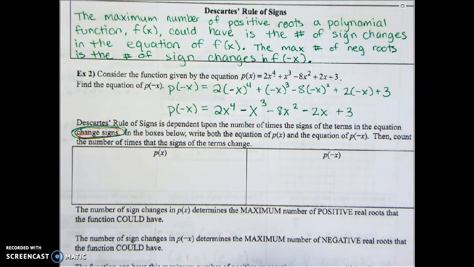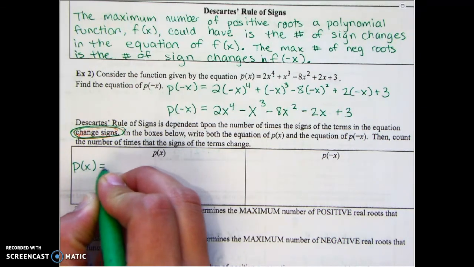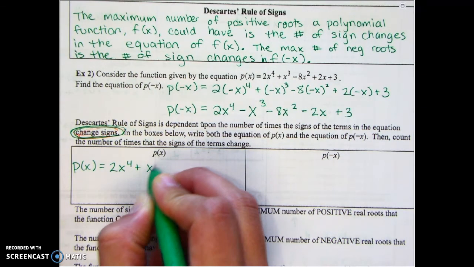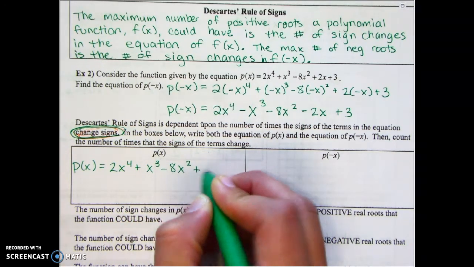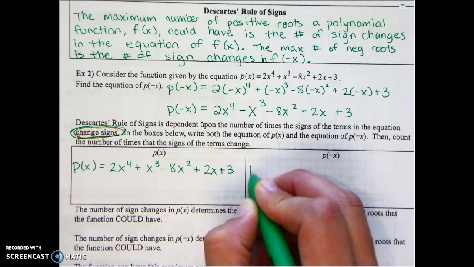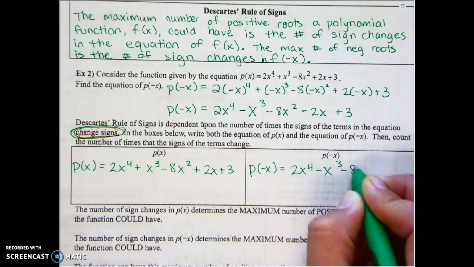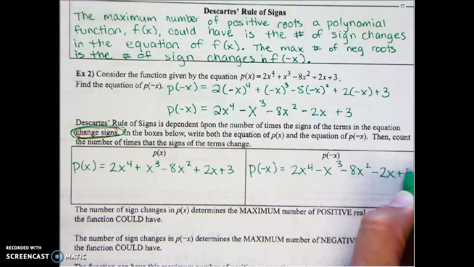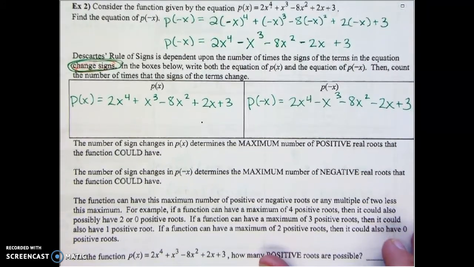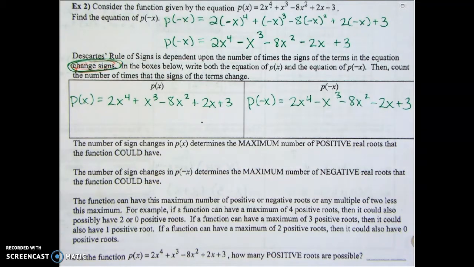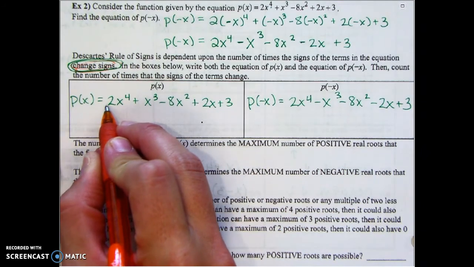You ready? Okay, on the left, we're going to write p of x. And on the right, we'll write what we found for p of negative x. Okay. The whole point of Descartes' rule of signs is to see the number of times the signs change. Are you ready? Here we go.